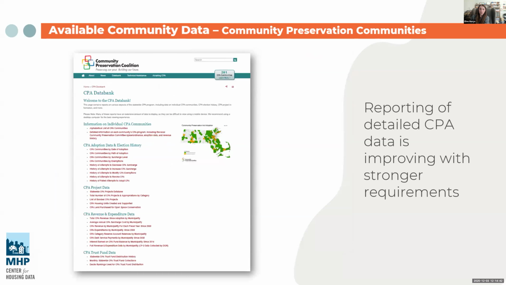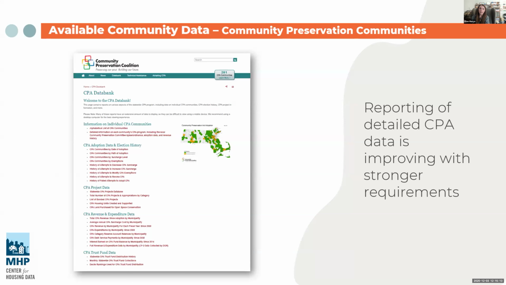And then the Community Preservation Coalition is another really incredible resource just for all things CPA related. Among other things, they maintain a data bank that you see here, which provides information on a number of different topics on the CPA. They have things like the average cost per homeowner of the CPA surcharge in each community, and links to the local CPC websites and bylaws.